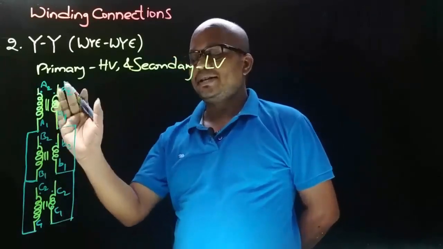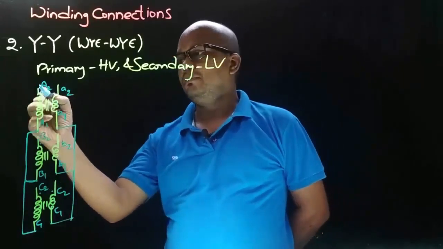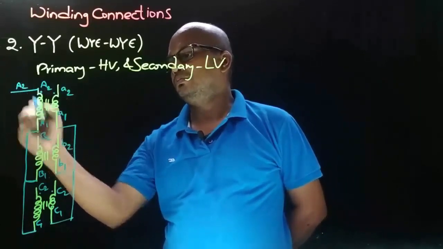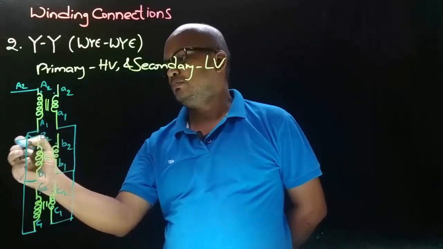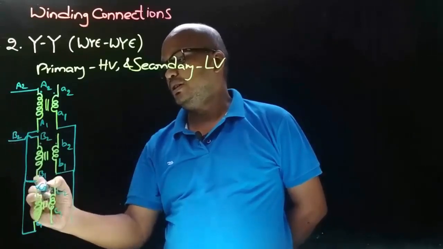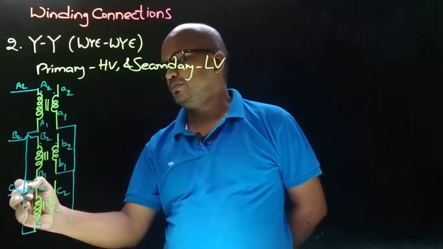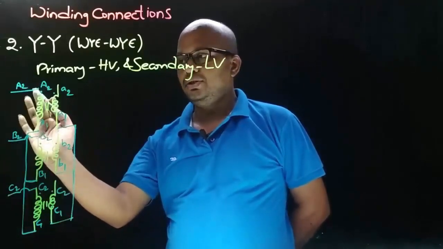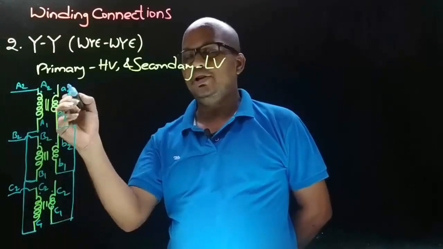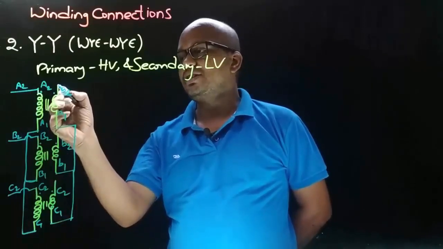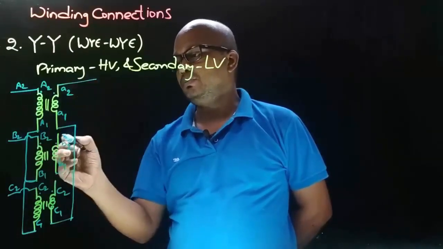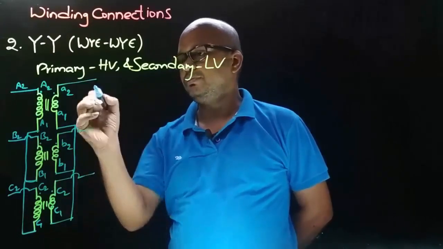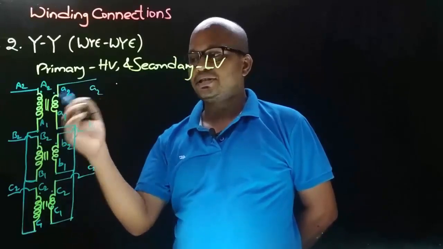And now on primary side, let's take the connections from the other ends, that is A2, B2 and C2. A2, B2 and C2 are the dotted end terminals. And similarly on secondary side, let's take the connections from A2, B2 and C2. So this is how we are obtaining the star-star connection.